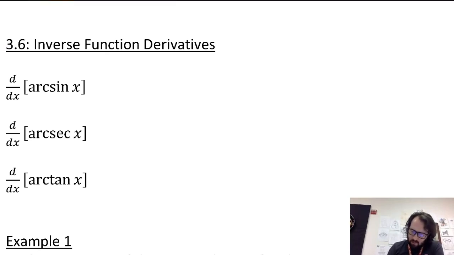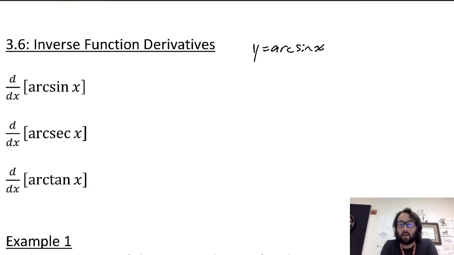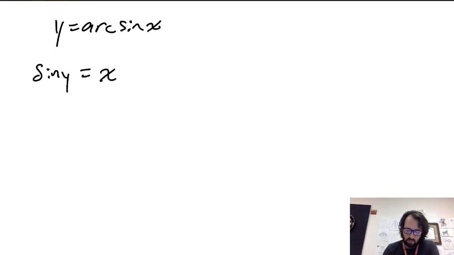So let's look at arc sine first. I want to have y equals arc sine of x. Well, I do not know the derivative of arc sine if I want to differentiate. However, if I rewrite this, it is the same thing as sine of y equals x. Right? And I know the derivative of sine of y, and I can do this now that I know how to do implicit differentiation.